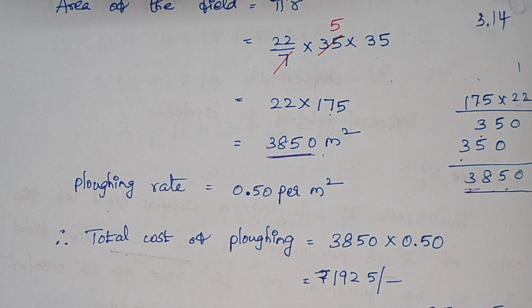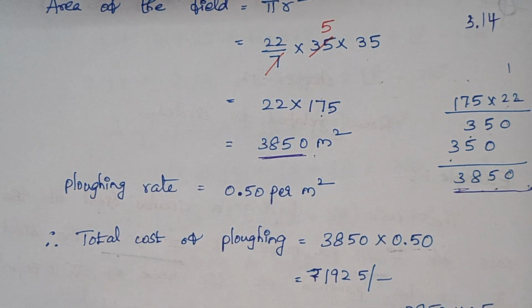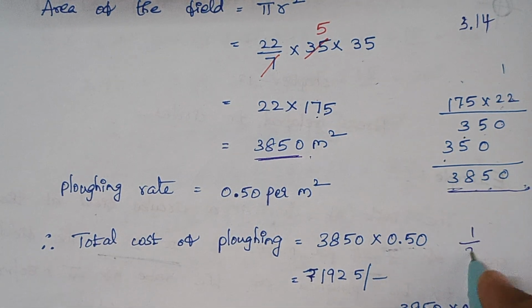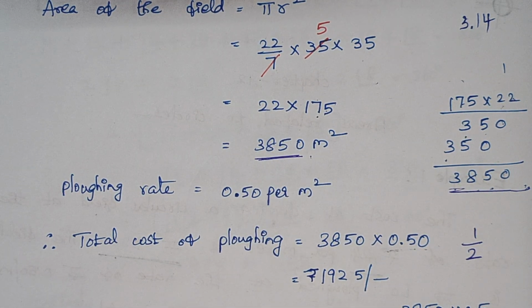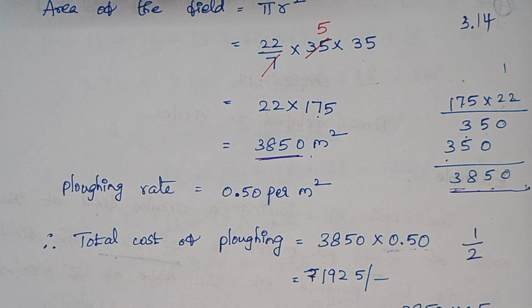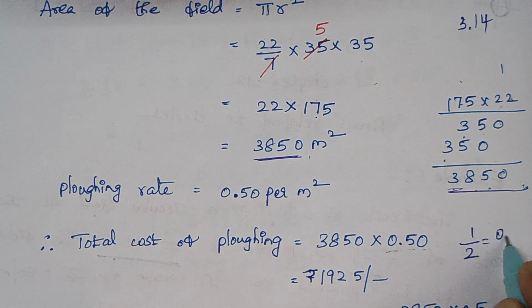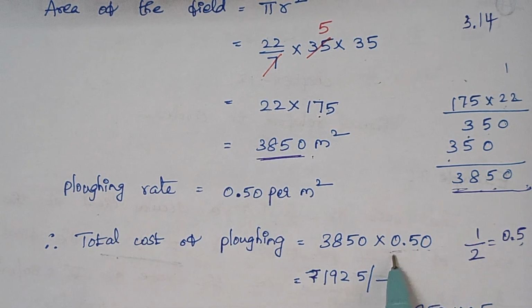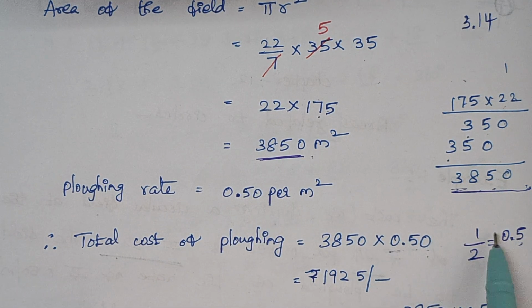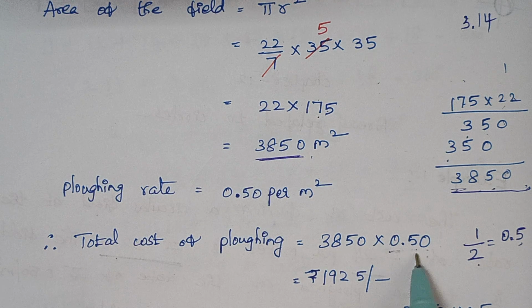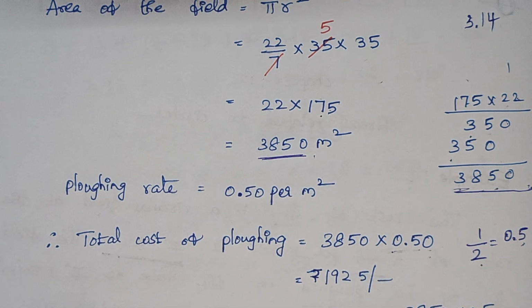So I will tell you a simple shortcut, right? So what is mean by 0.5? 0.5 is nothing but 1 by 2. You people agree or not? It's 1 by 2, right? So here 1 by 2 is nothing but 0.5. So in the place of 0.5, you can just simply substitute 1 by 2 and you can easily cancel.